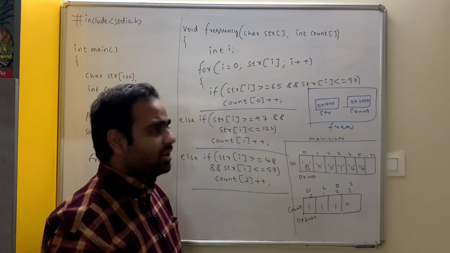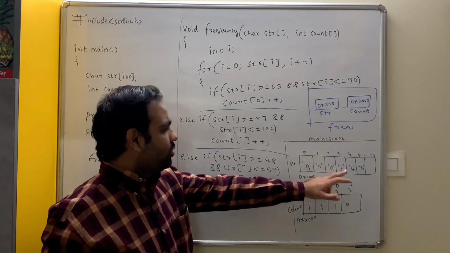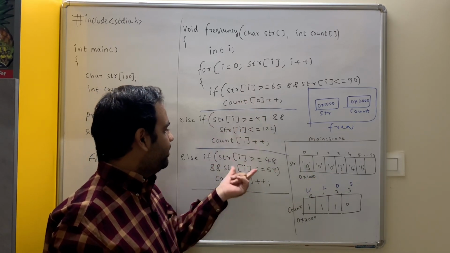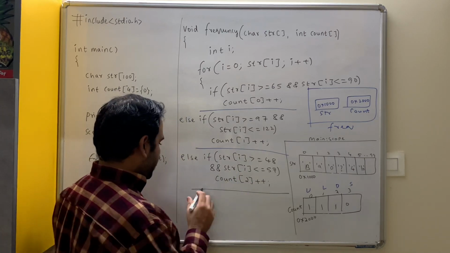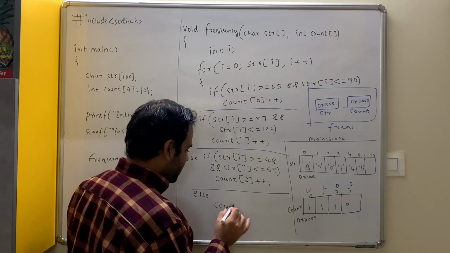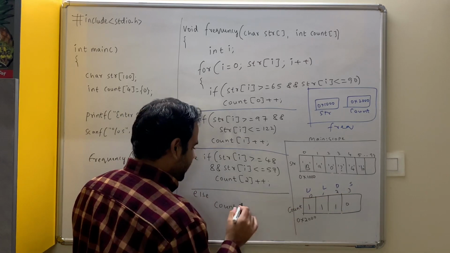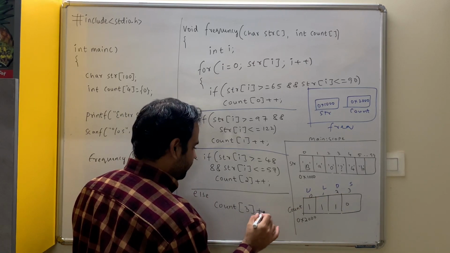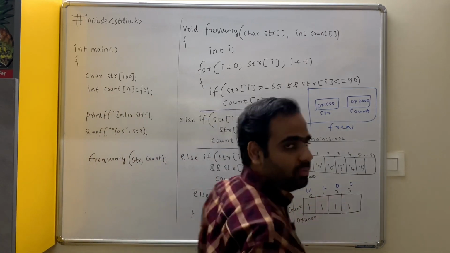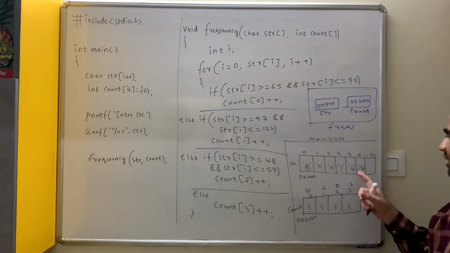Now it's question mark. The ASCII value of question mark I don't know, but it won't be in between this. This condition will be false, this will be false, this will be false. Therefore else should be executed. It means it is a special symbol, and special symbol corresponds to index 3. Hence we say count of 3 plus plus, and this is the end of the for loop. Now this is count of 3 plus plus. Again you say I plus plus, the value of I will be 4.